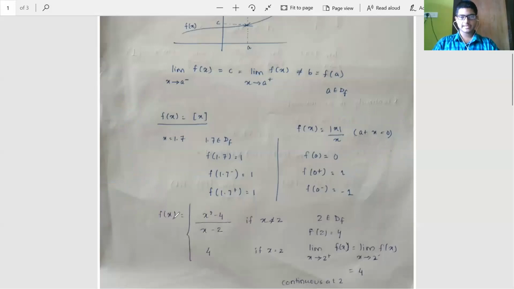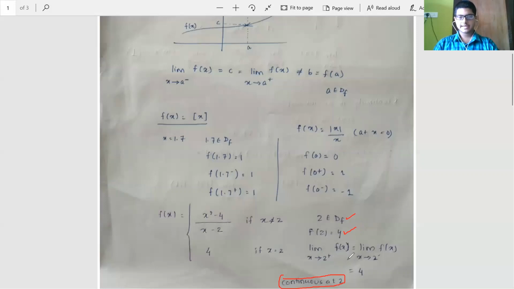Okay, so this is the example. f of x is given as this: x square minus 4 by x minus 2 if x is not equal to 2, and defined as 4 if x is equal to 2. First of all, let us check 2 belongs to domain, because it is asking to check continuity at 2. So yeah, 2 belongs to domain. So first point is clear. Next, what is f of 2? It is equal to 4. It is given.